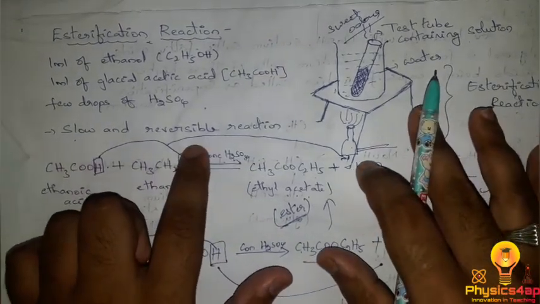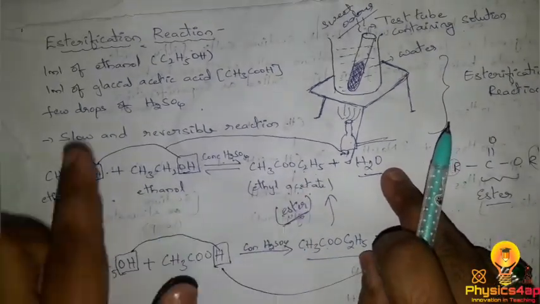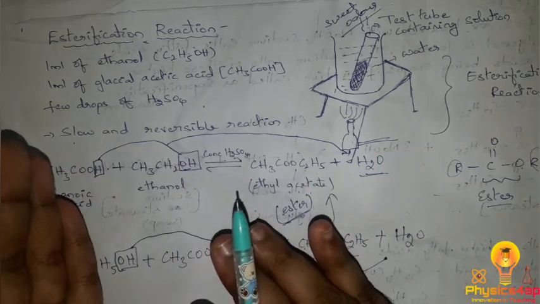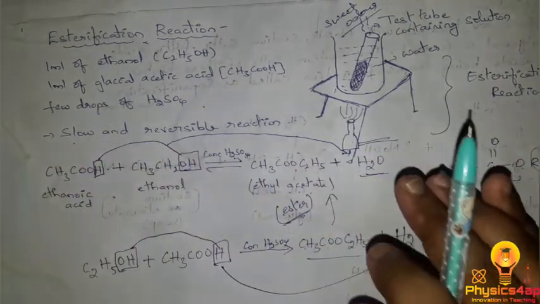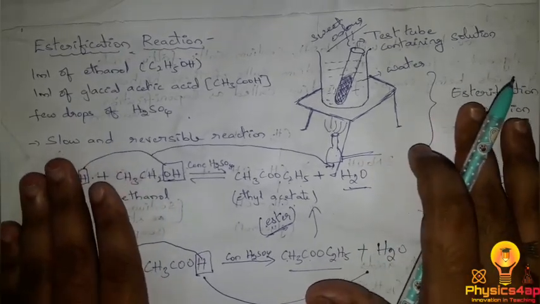And this reaction is a slow process, and also it is reversible. That means this reaction can be converted back into ethanoic acid and ethanol; it can be separated again. So it is a reversible reaction. So this is about the esterification reaction.